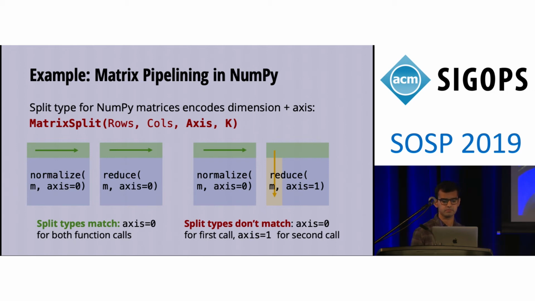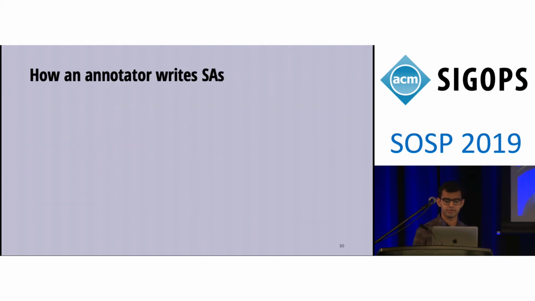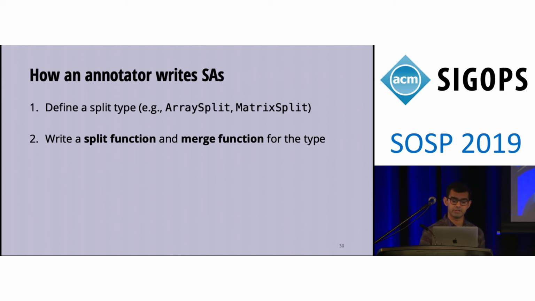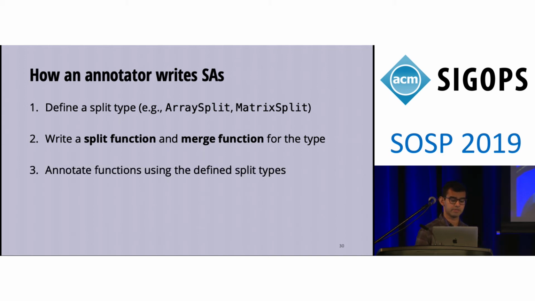So how does an annotator actually write split annotations? It's pretty simple. You first logically define a split type. So this is basically coming up with how values should logically be split and what parameters that depends on to define uniqueness. You then write a split function and a merge function for the type. So this is some code that you submit to the system that physically performs the splitting and merging. And then you use the split types to actually annotate functions using the defined split types.